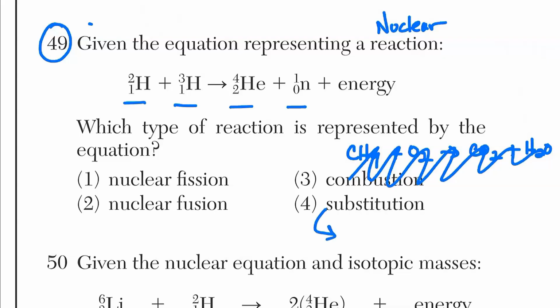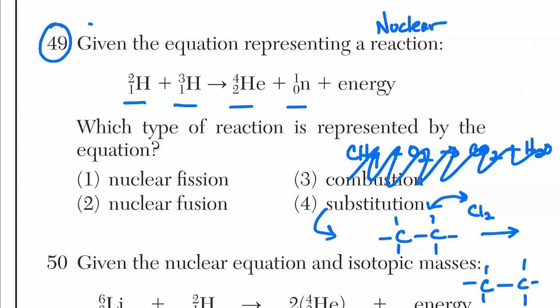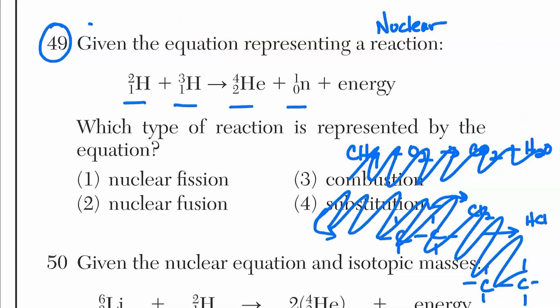Substitution is when I have an unsaturated hydrocarbon like ethane, and I'm going to add chlorine to it, Cl2. And of course, we're going to have to substitute an H for chlorine, and we're going to make HCl. But that's a chemical reaction. We're showing how the bonds are being rearranged and broken. We don't have chemical bonds here.